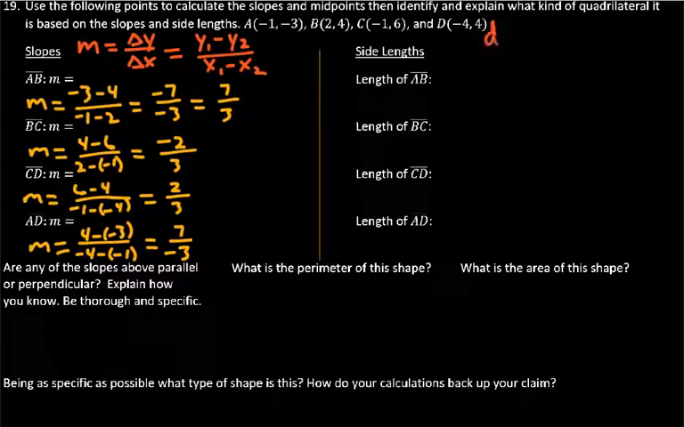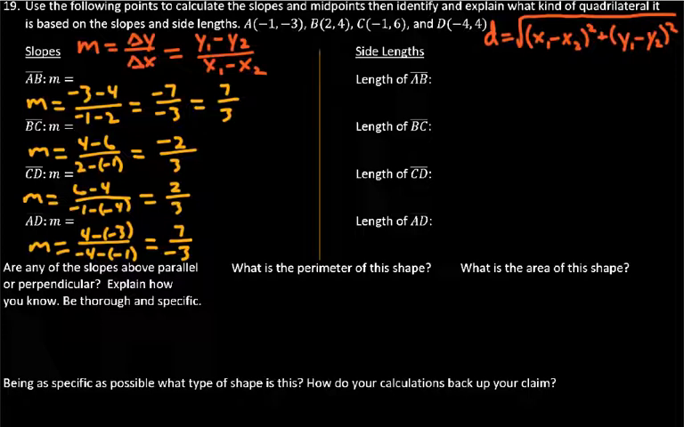And remember that to find length, our equation is the distance is equal to the square root of x1 minus x2, that quantity squared, added to the quantity y1 minus y2 squared. And we're going to find the length of each of those sides. I'd ask you to pause the video and do that now, and I will do the same.